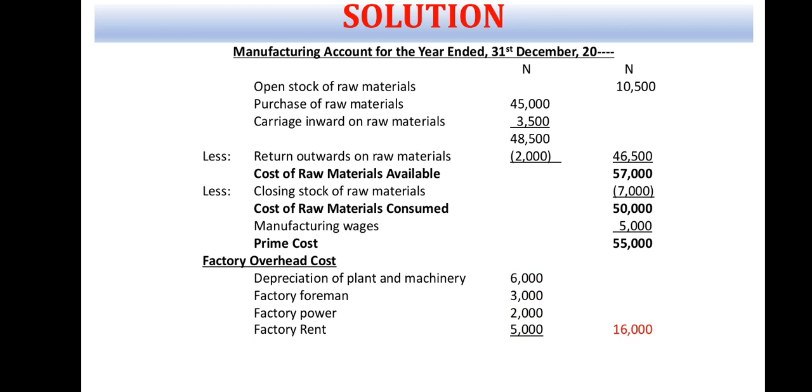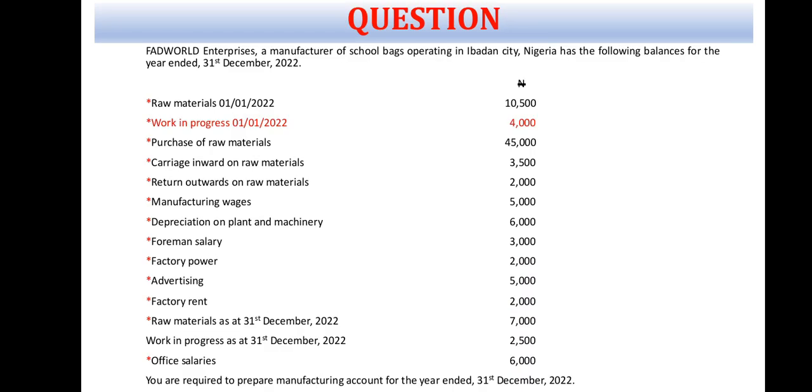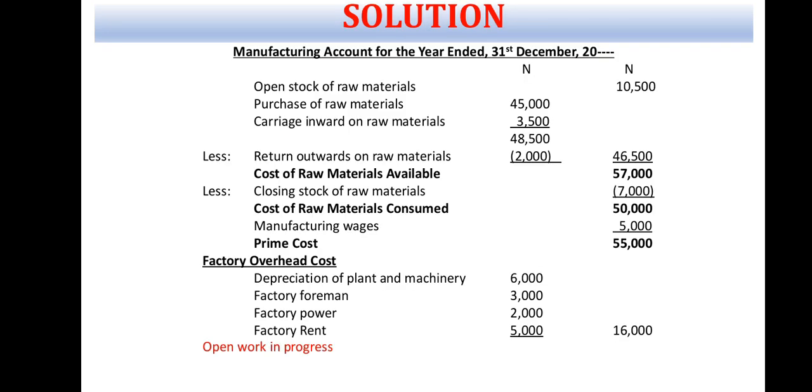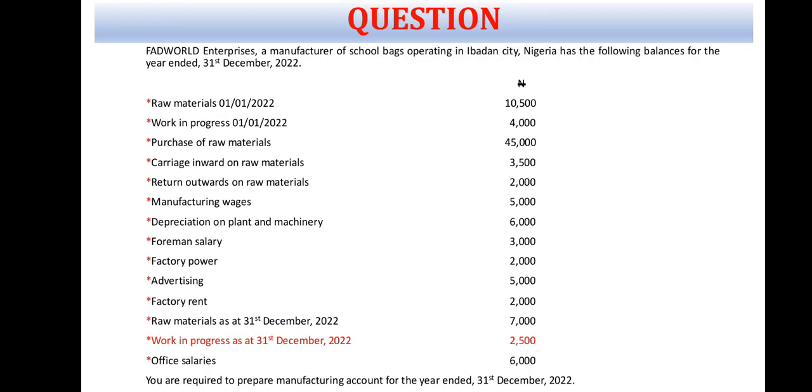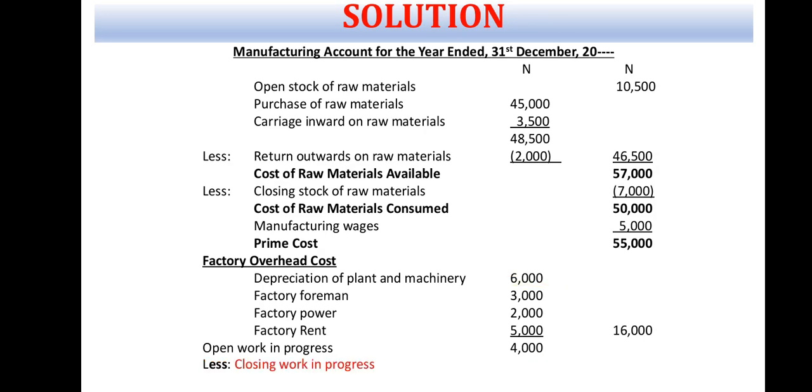Let's go to the question. Do we have information about work in progress? Yes, there is. We have work in progress as at 1st of January 2022, which is 4,000 naira. So opening work in progress, 4,000 naira. So now, less closing work in progress. Our closing work in progress is 2,500, and that is work in progress as at 31st December 2022. So less closing work in progress, which is 2,500 naira. If we subtract 2,500 naira from 4,000 naira, that is going to give us 1,500 naira. That is all the information we have from the question.